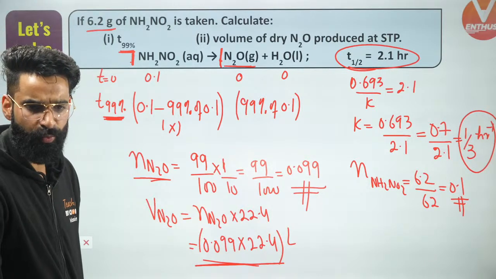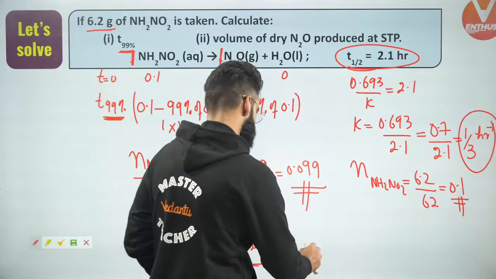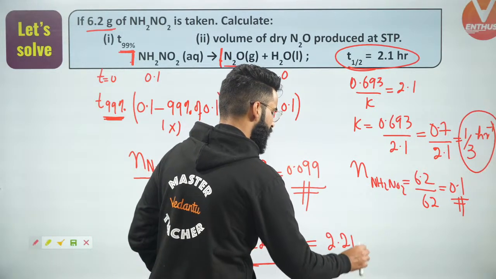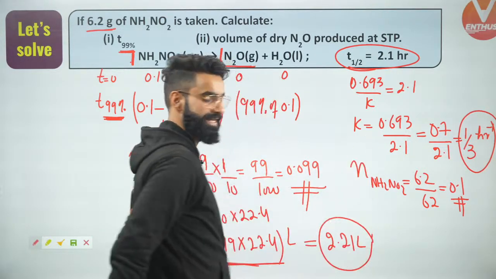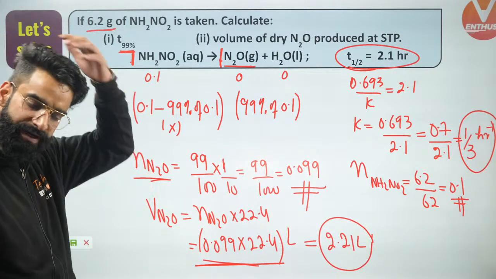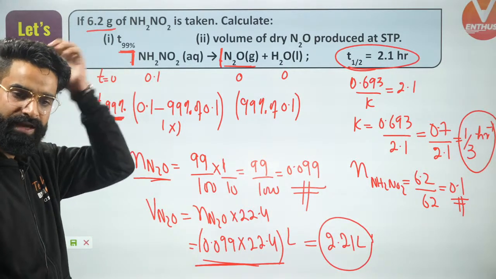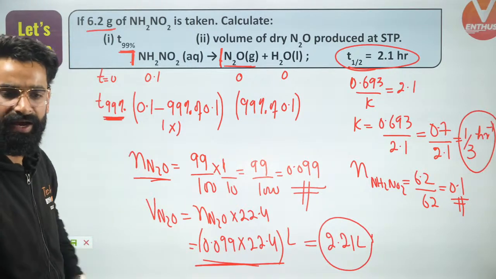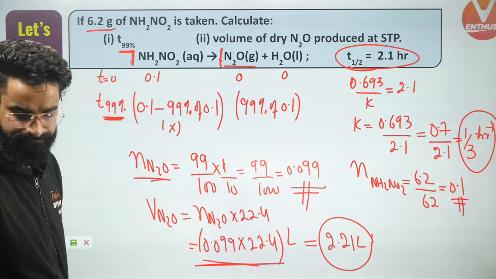Okay, it's coming as 2.21 liters. Shreya is saying it's coming as 2.21 liters, all right. So 2.21 liters of N2O gas is getting liberated when 99% of the reaction would have got completed. Yes, a very simple and ordinary question this was.